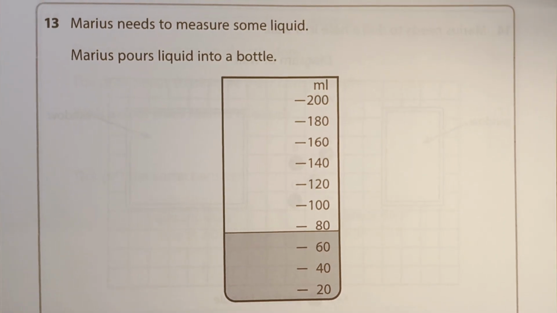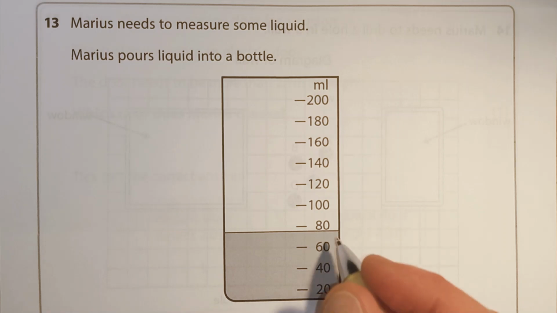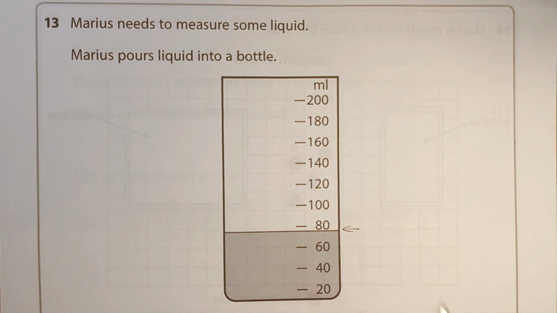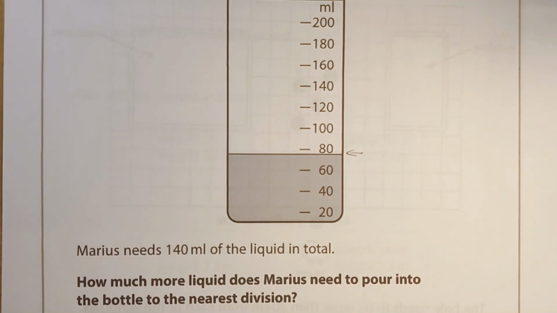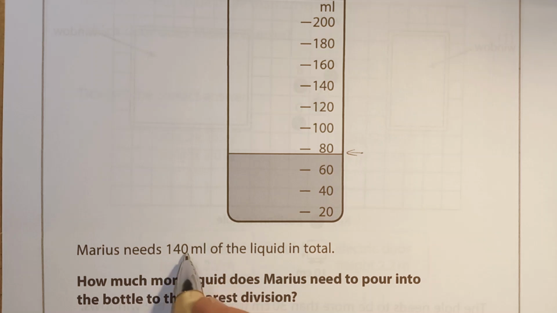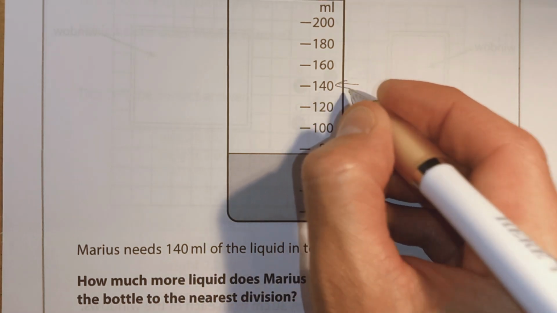Question 13. Marius needs to measure some liquid. Marius pours liquid into a bottle. Okay, and we've got a measurement. We can see it's coming up to here with liquid. Marius needs 140 millilitres of the liquid in total. Okay, so that's going to be up here he needs.